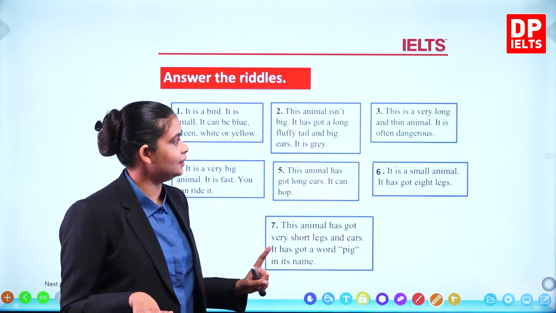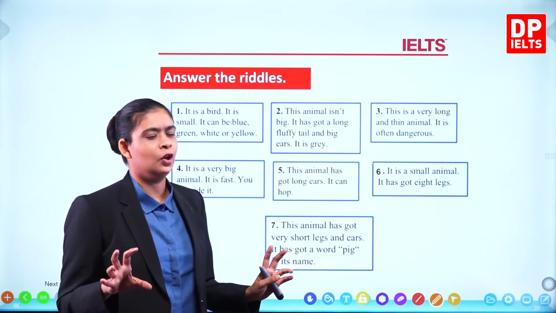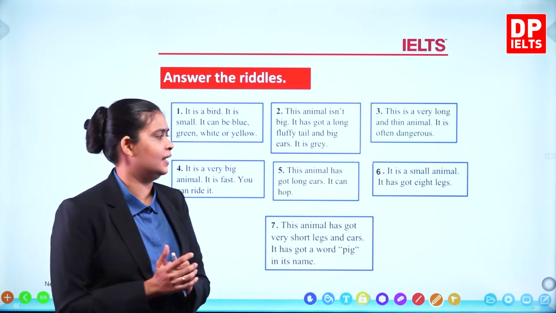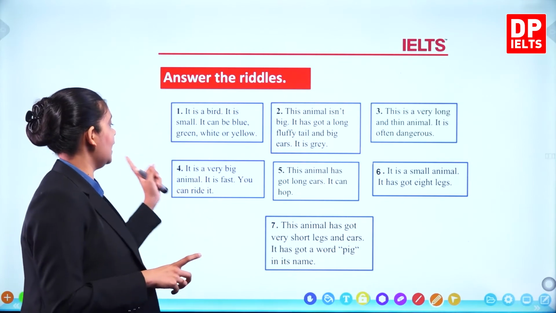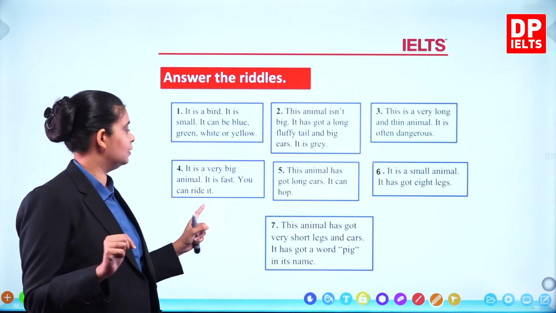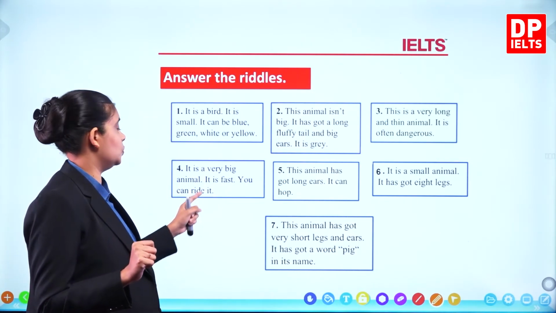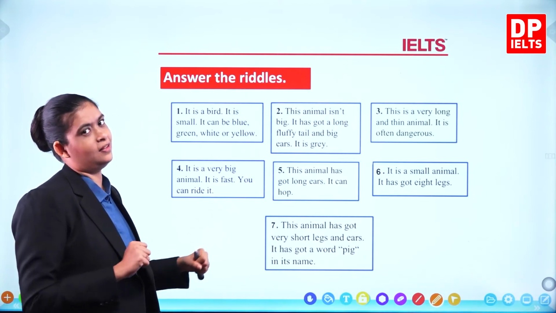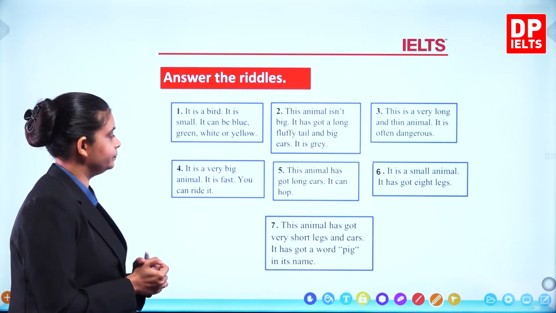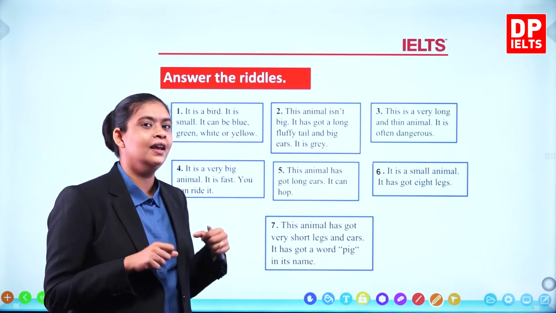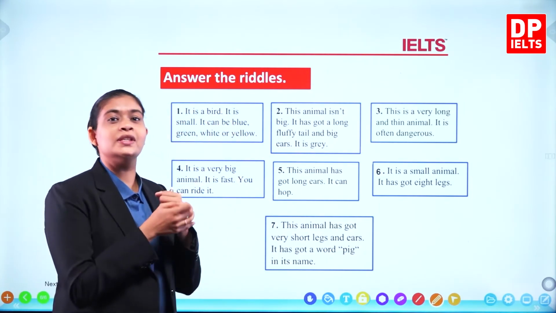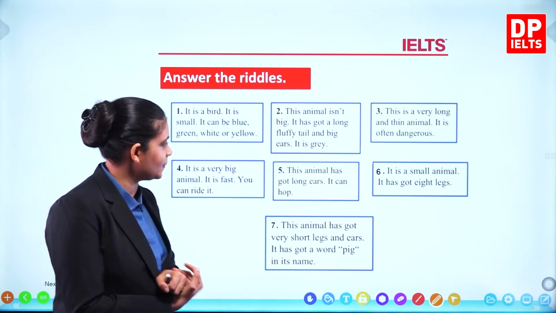A snake-like animal. Almost always, it's very dangerous. Who is it? It is a very big animal. It can run fast. You can ride it. Who is that? This animal has long ears. It can hop. Who is this animal? Right?